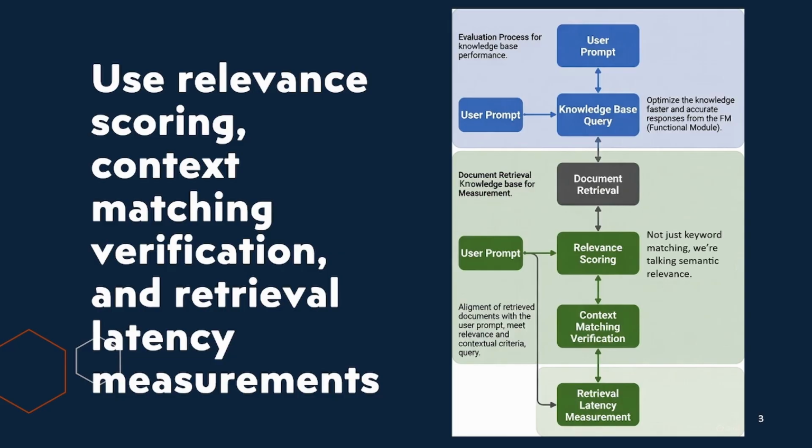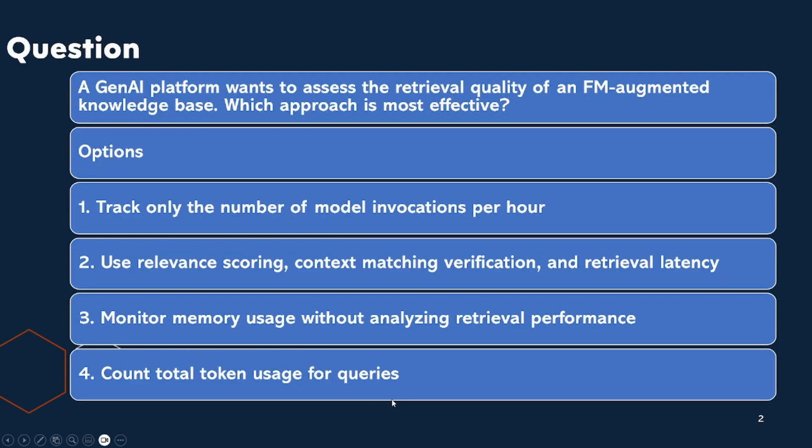The other options? They're what I call vanity infrastructure metrics. Model invocations, memory usage, token counts. They tell your ops team the system is alive, but they don't tell your product team the system is useful. I've seen teams proudly show graphs of 99.9% uptime and 2 million queries per day, and then you test it and the answers are wrong half the time. Metrics without meaning.